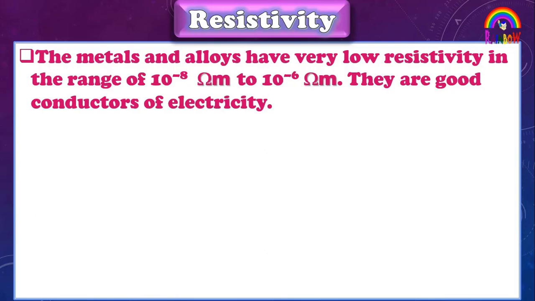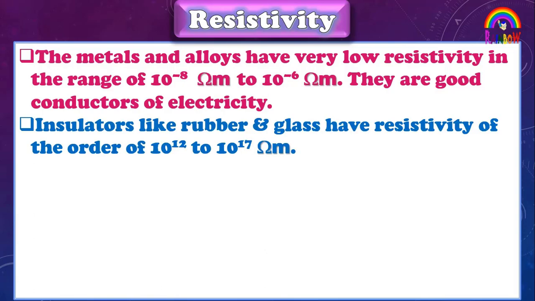Children, the metals and alloys have very low resistivity in the range of 10 to the power minus 8 ohm meter to 10 to the power minus 6 ohm meter. So, they are good conductors of electricity. Insulators like rubber and glass have very high resistivity of the order of 10 to the power 12 to 10 to the power 17 ohm meter.